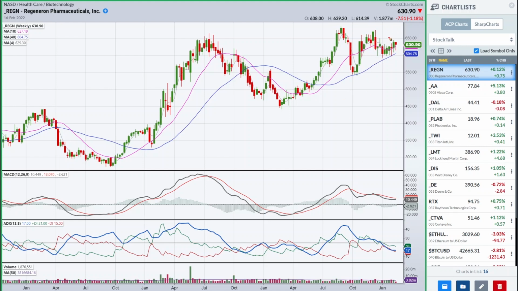I like to go down to the smaller time frame when I see reverse divergence and see if I can't get a trigger in. So I'd be down on a daily chart looking for an upside trigger.